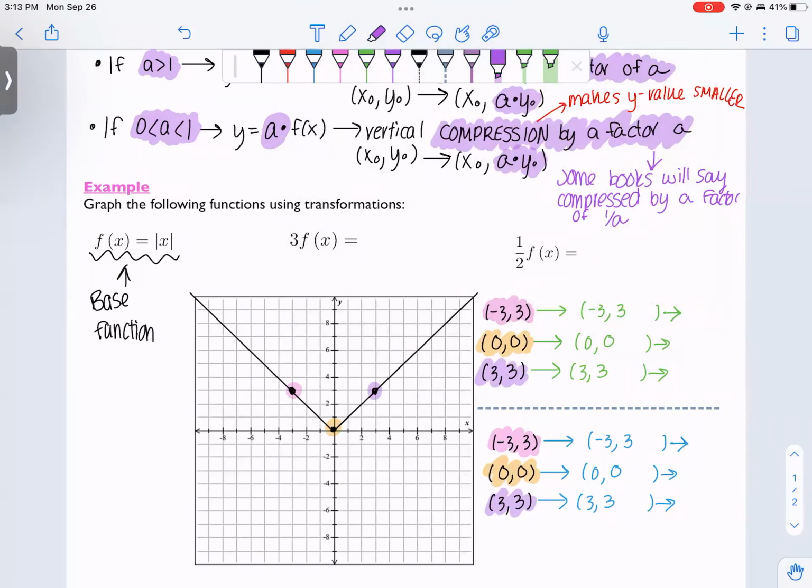There we go. All right, so we're taking these points. The first function we're looking at is 3 times f of x. F of x is the absolute value of x. So 3 times f of x is 3 absolute value of x. This is stretched by a factor of 3.